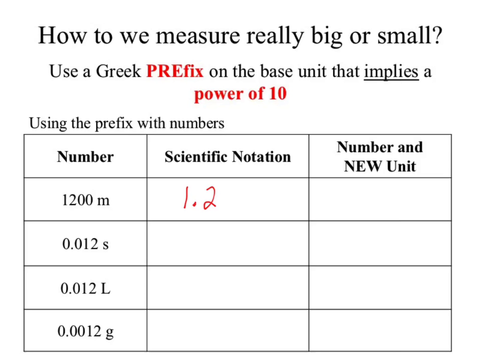So 1.2 times 10 to the, how far did we shift the decimal? 1, 2, 3 places. 3 places. And then meters. What's our new number? Well, our new number is going to be 1.2. What did 10 to the 3 mean? Kilos. So 10 to the 3 is now K, M. My new unit? 1.2 kilometers. Do the rest.